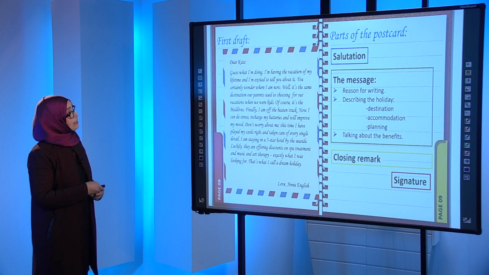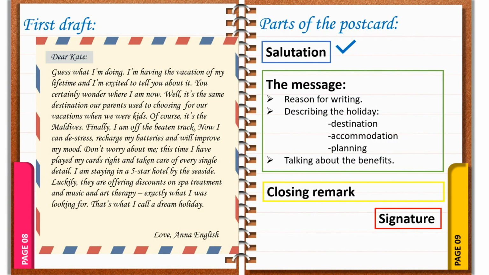Let's check. Dear Kate, so there, the salutation is correct. Now let's check the message. I'm having the vacation of my lifetime, and I'm excited to tell you about it. So here she's mentioning the reason for writing. It's the same destination our parents used to choosing for our vacations when we were kids. Of course, it's the Maldives. Here she describes the destination.